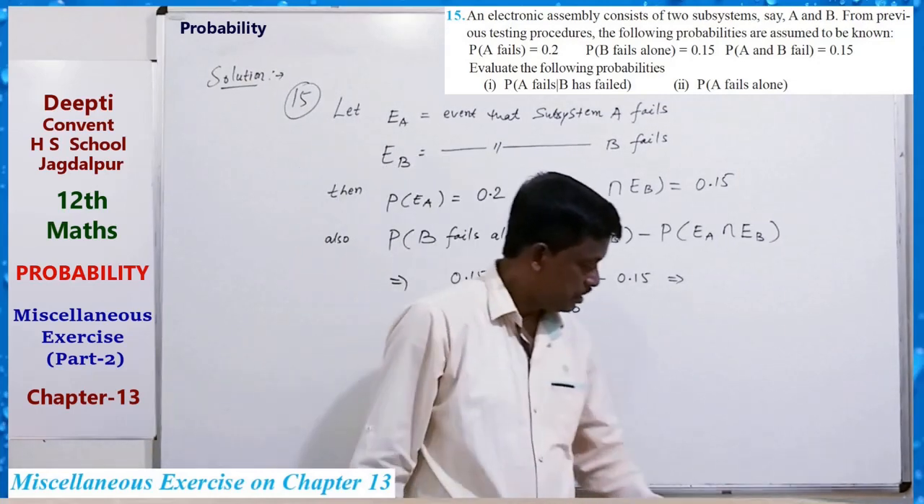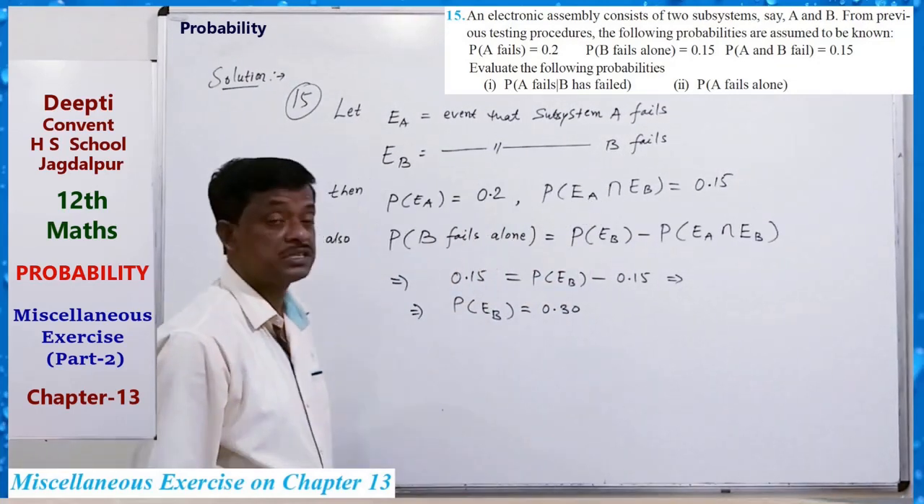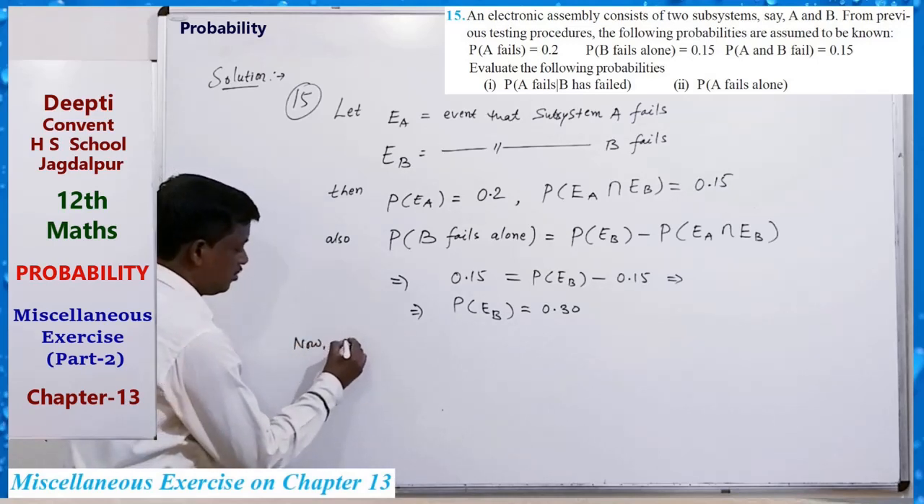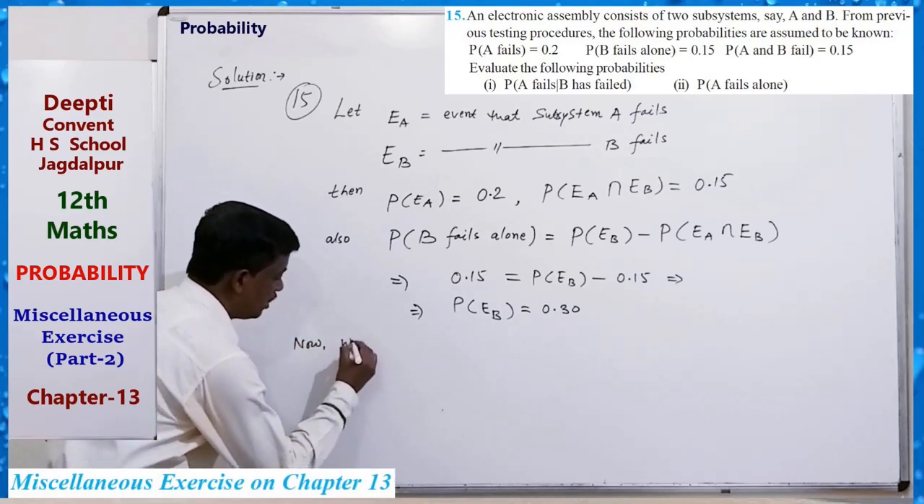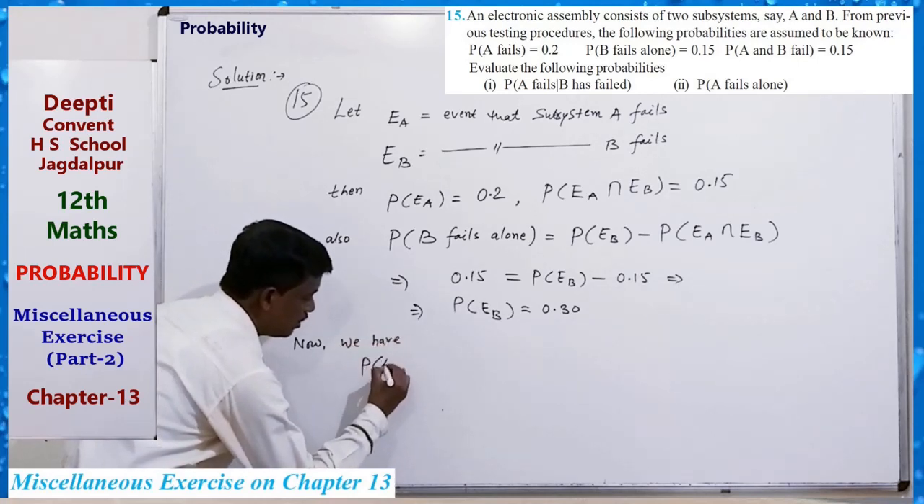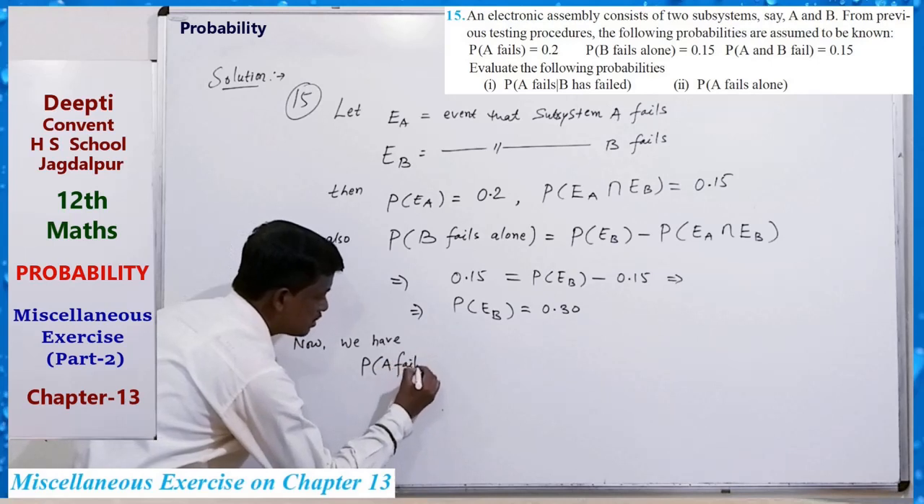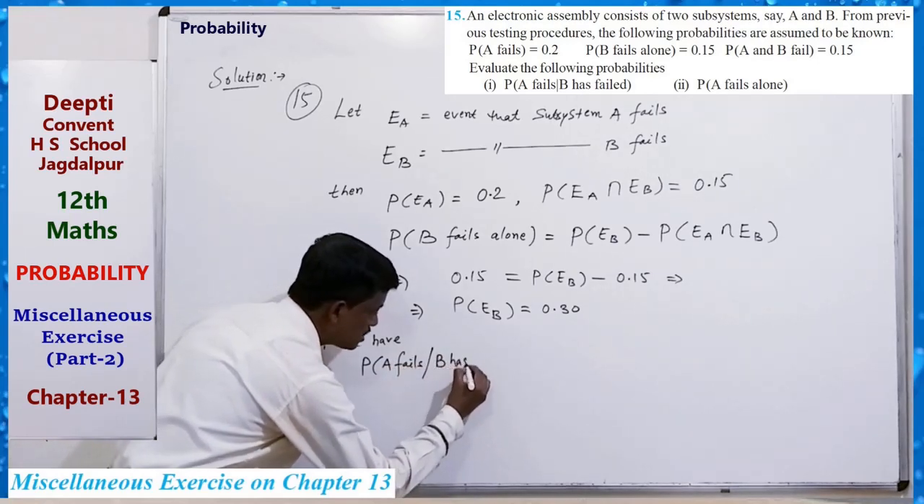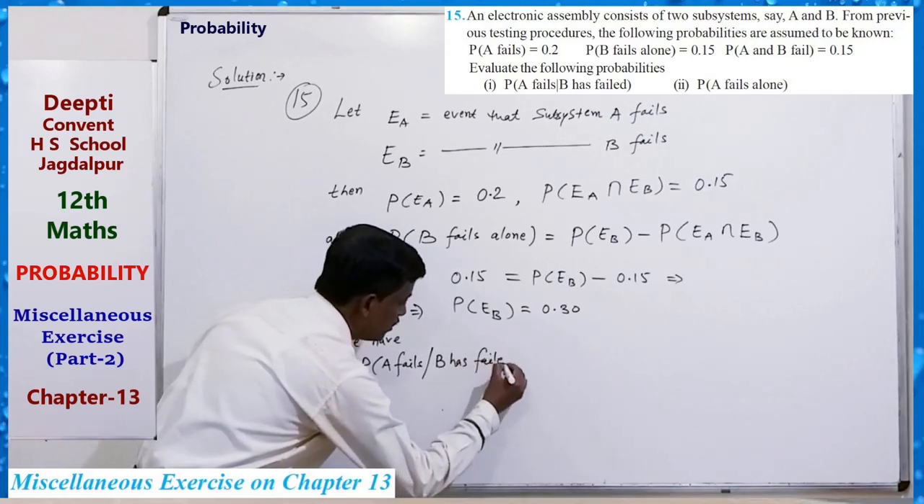Now first, what we have to find is P(A fails given B has failed). Now we have P(A fails | B has failed), which means what?